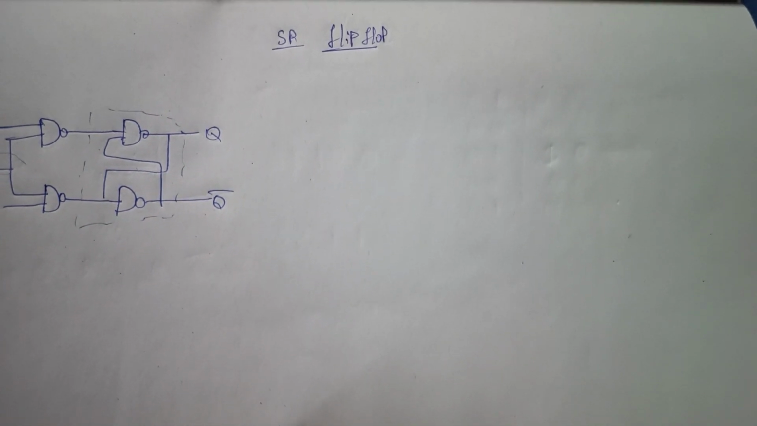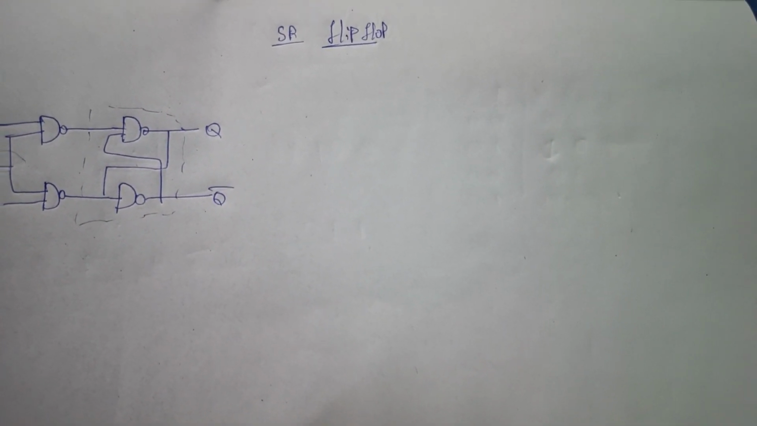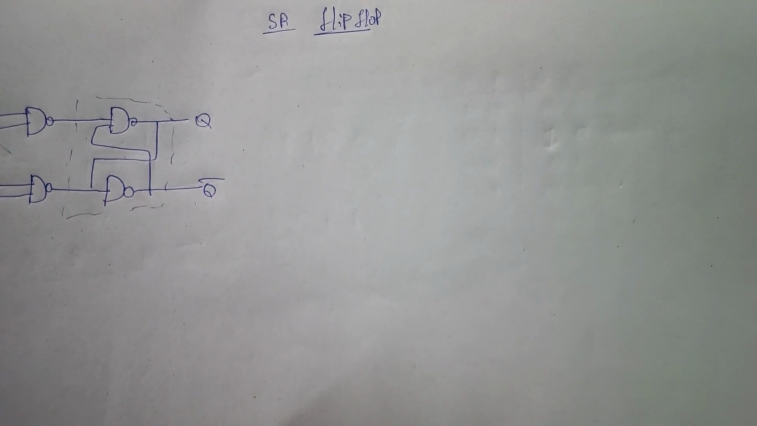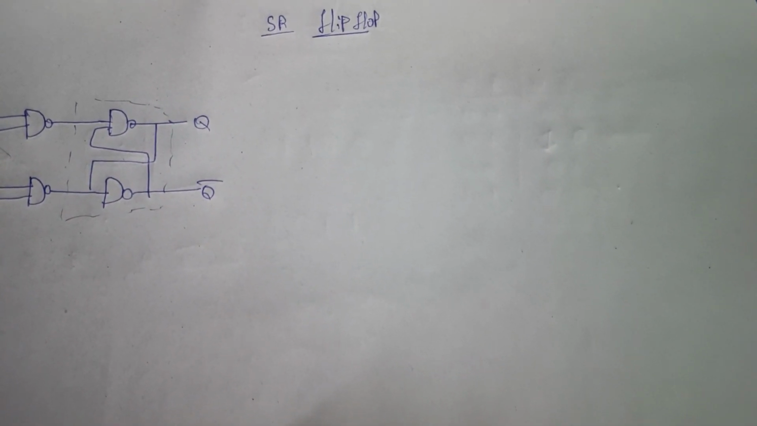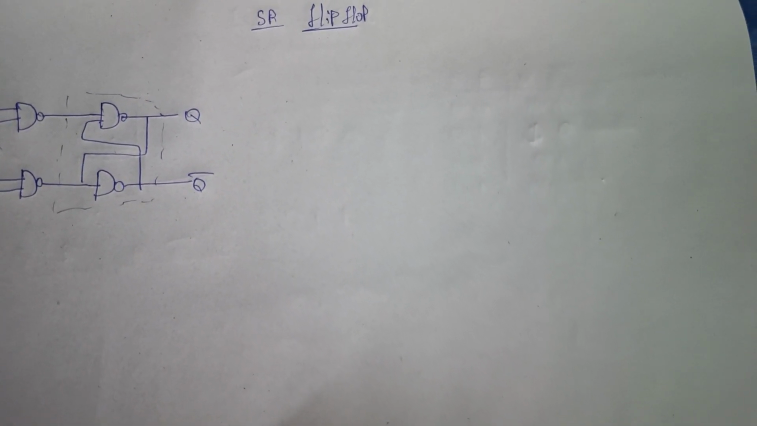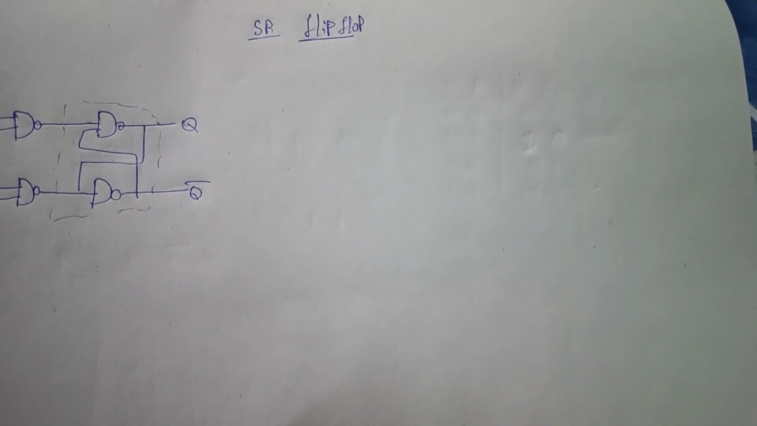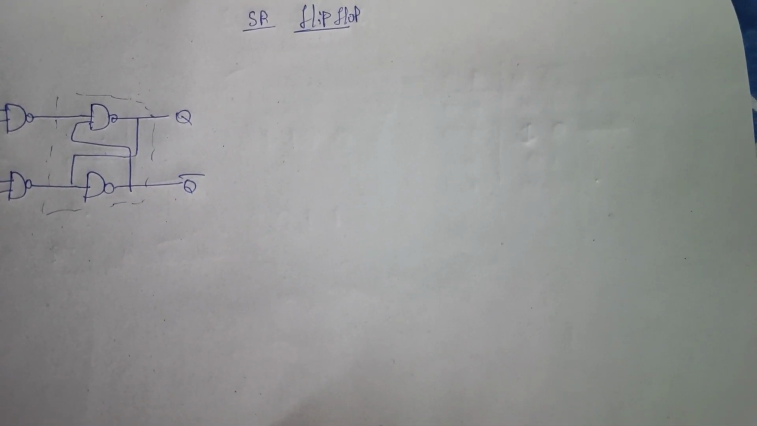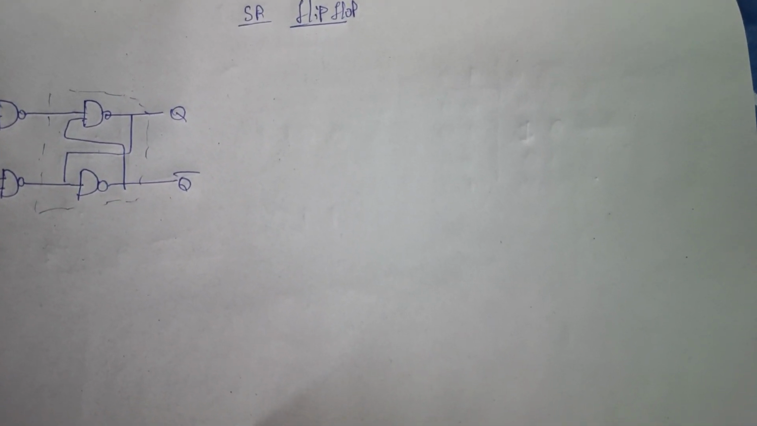In the NAND latch, the output changes based on the inputs. But in the case of the flip-flop, it will be different. The output will change according to the input only when the clock signal is high. Otherwise, if the clock signal is 0, there will be no change at the output irrespective of the input.